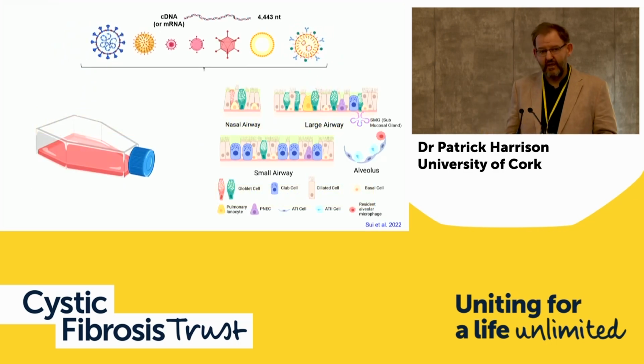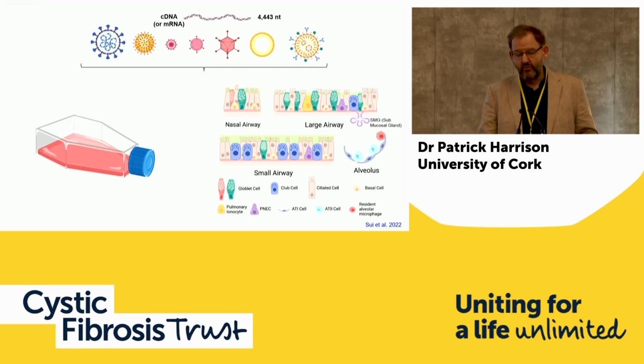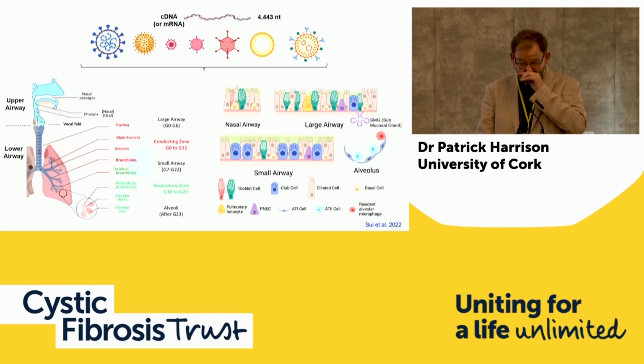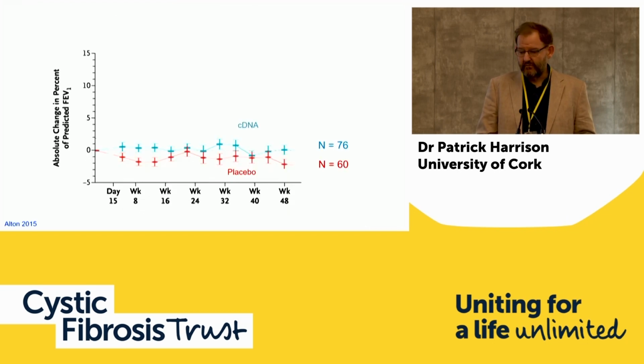It's quite a busy slide, but we've got cells down the bottom which we grow in a tissue culture flask, and we've got a whole variety of different delivery systems which we could use to deliver a cDNA or messenger RNA. Ultimately, though, the goal is to get them into the lung of people with CF initially. And people have been trying this for 30 years. This is data from the first clinical trial from nearly 30 years ago from Ron Crystal and colleagues, and it was safe, just not very effective.